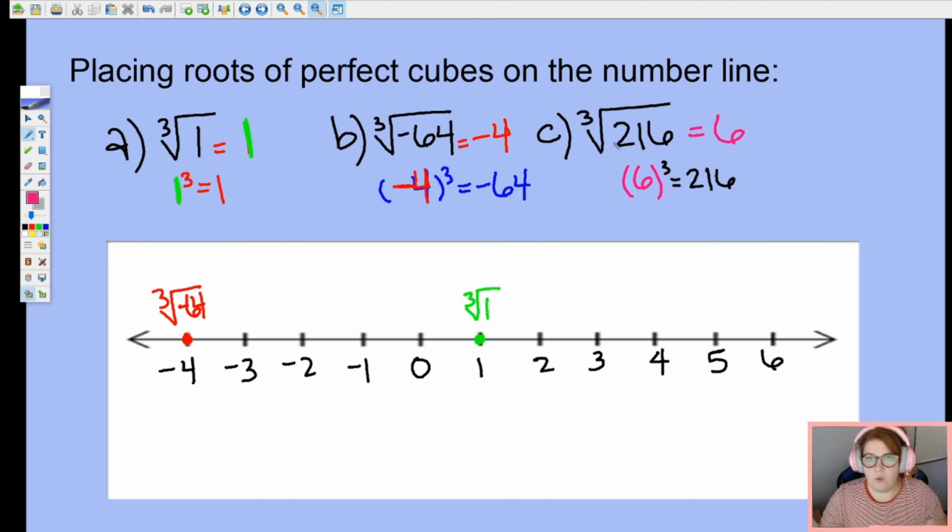I know that these are equivalent. They're the same as each other. So I can place this one right there on my number line. All right. So you'll be asked to do problems like this as well.